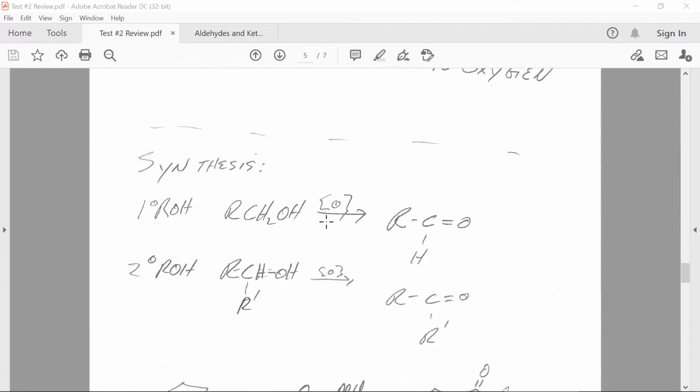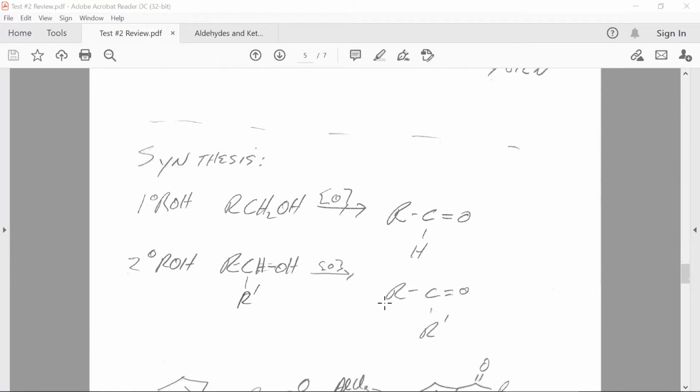Now, how do you make ketones and aldehydes? We've already covered this. If you take a primary alcohol, oxidize it, you get an aldehyde. If you take a secondary alcohol, oxidize it, you get a ketone.